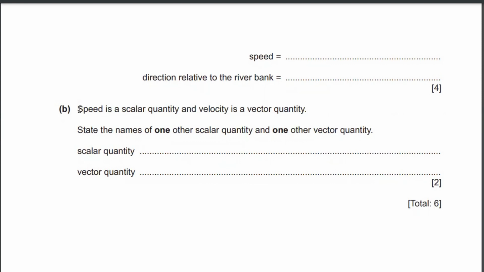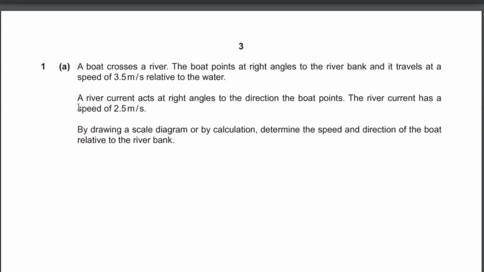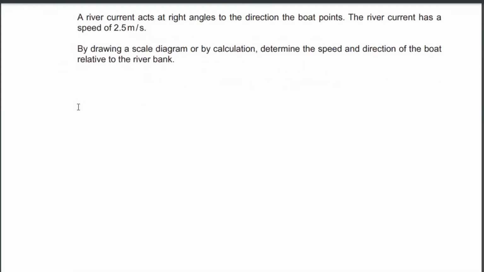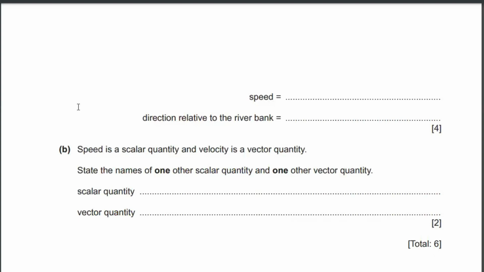Now the next question is, speed is a scalar quantity and velocity is a vector quantity. Speed is a scalar quantity because it only tells you the value at which something is going. In this case, the boat is going at a speed of 3.5 meters per second, but due to the current of the river, it is now going at 4.3 meters per second relative to the river bank. So that is now the velocity. 3.5 is a speed and 4.3 will be the speed and also the velocity of that boat.